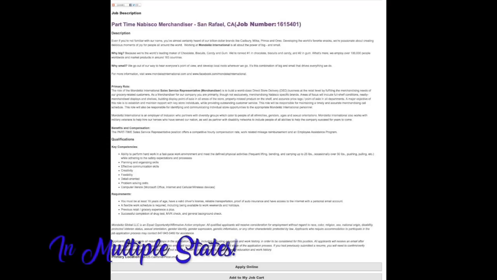And last but not least, we have Nabisco. Nabisco is hiring part-time merchandisers, a work-from-home job, but you still have to travel to stores where Nabisco products are sold. You have to set up the displays and set up the shelves. They do mileage reimbursement. Requirements for this job are that you, of course, have a driver's license, reliable transportation, and proof of auto insurance. Grocery experience is a plus, but it is not mandatory.